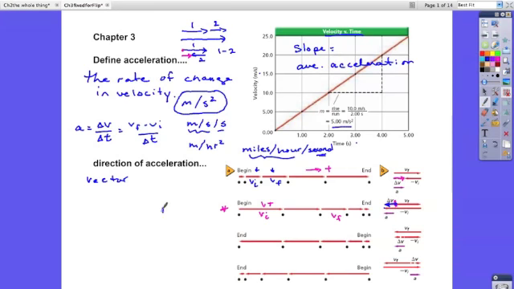So what happens if we have a positive velocity and a negative acceleration? Well, it slows down. When we had a positive velocity and a positive acceleration, it sped up. We'll say speeds up.